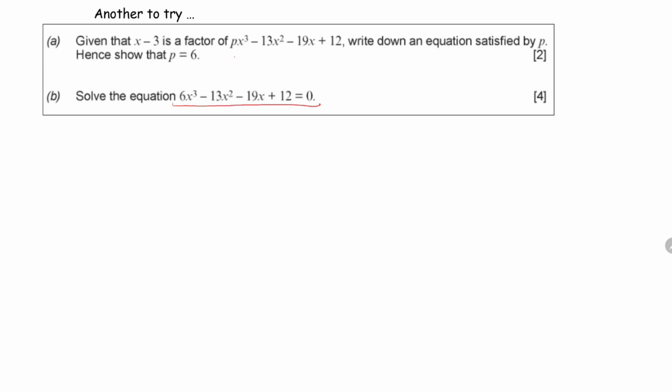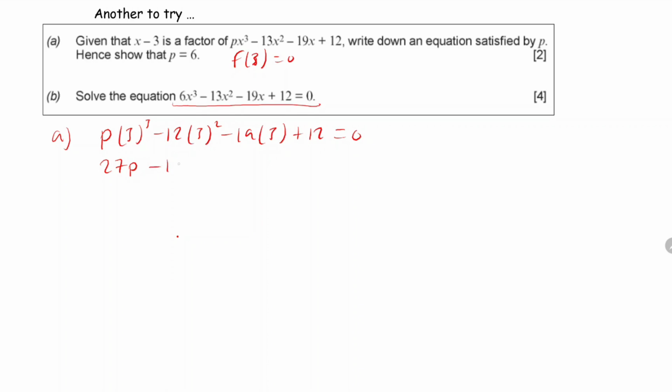So x minus 3 is a factor. So that means that f of 3 is equal to 0. So for part A, we've got p times by 3 cubed minus 13 times by 3 squared minus 19 times by 3 plus 12 would be equal to 0. So this would be 27p, 3 squared is 9, times by minus 12 minus 108. 3 times by 19 is minus 57. And we've got plus 12 at the end.